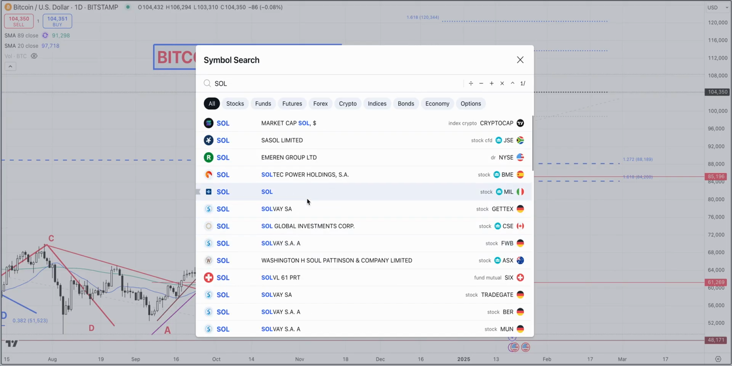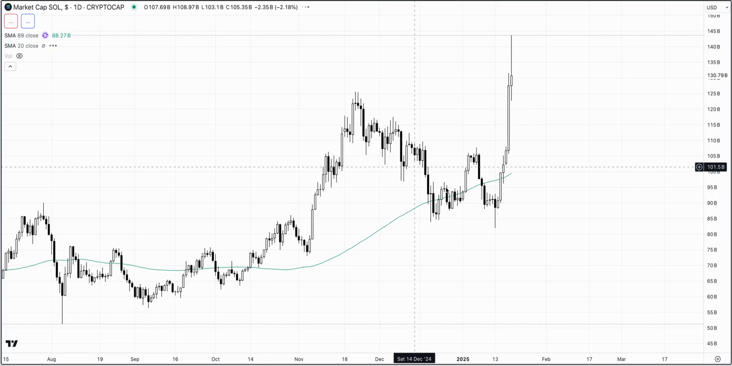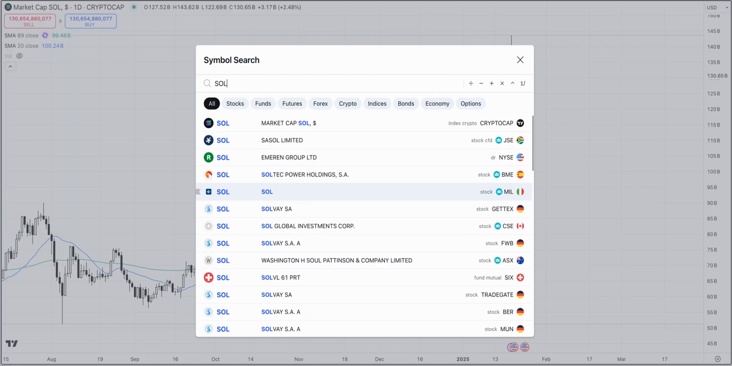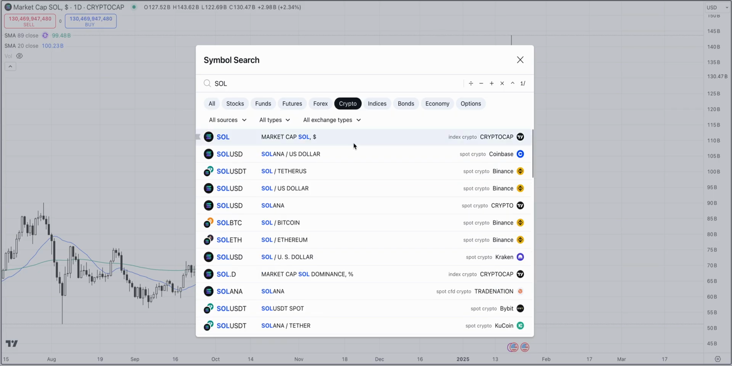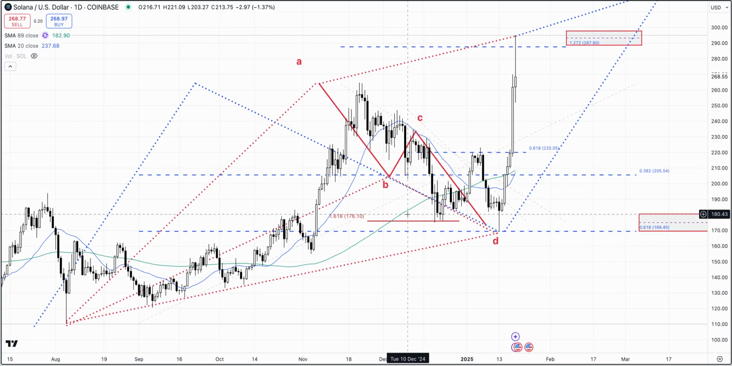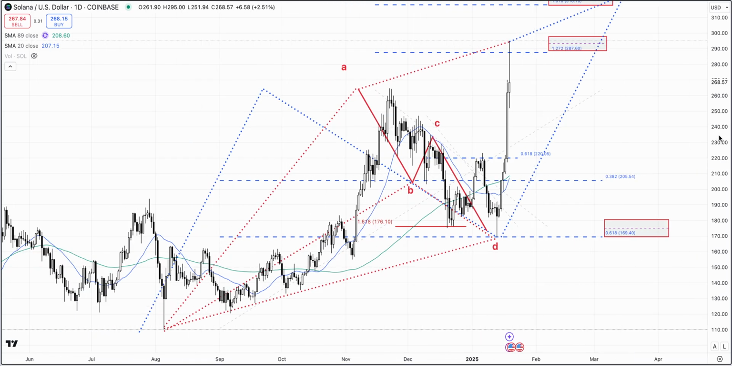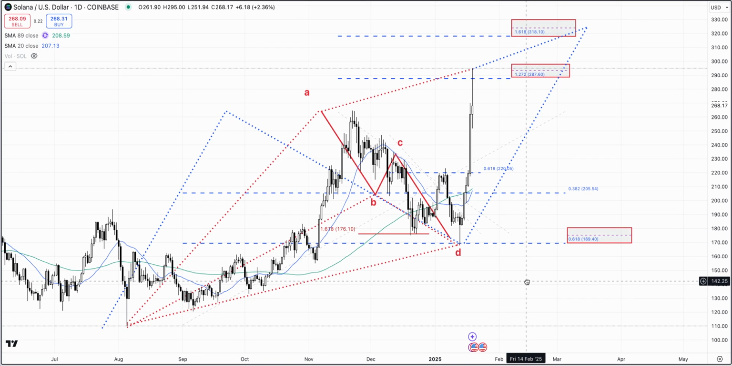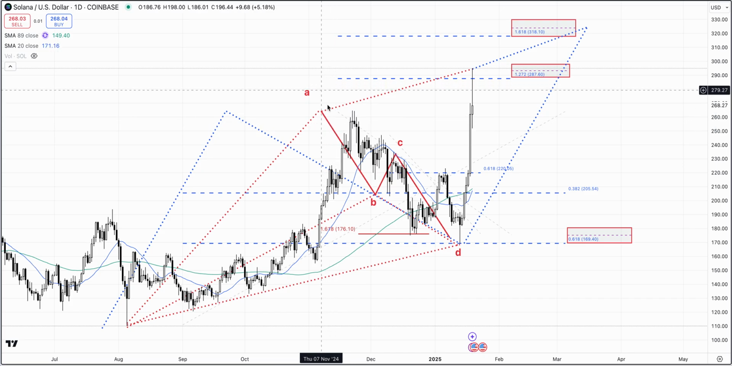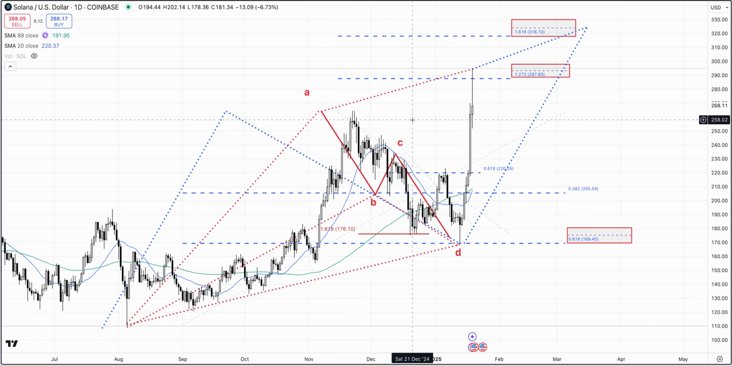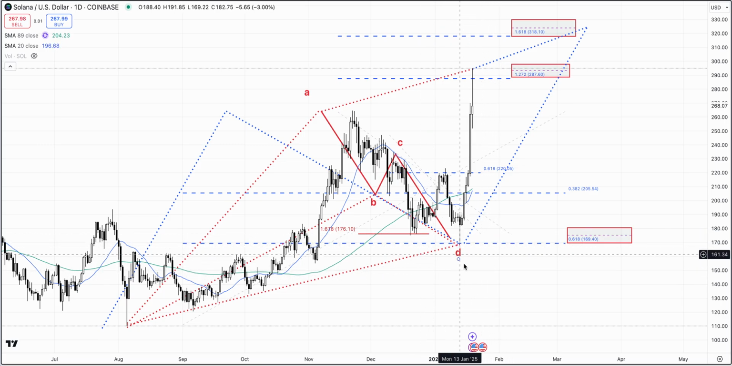Next, we'll take a look at Solana. Okay, I think this Solana I need to take a look at. Okay, there we go. So Solana is very interesting. If you recall, I did an analysis maybe 3 weeks ago, 2.5 weeks maybe. We were looking for an ABCD right at the 38.2% retracement around the 205 level, but the market actually moved lower and completed this bigger ABCD right at the 61.8% retracement.